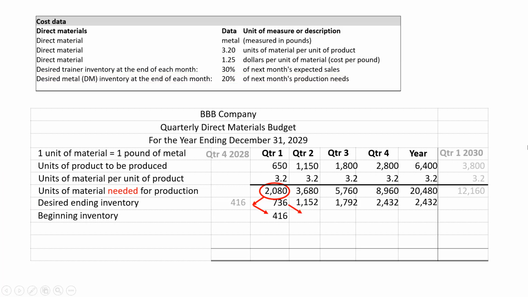So Q2 beginning inventory is Q1's ending inventory. We already know this amount, so we pop it in. And we can do the same for the rest of the quarters. Once again, notice that we've left the year column blank. We'll get back to this in a minute.